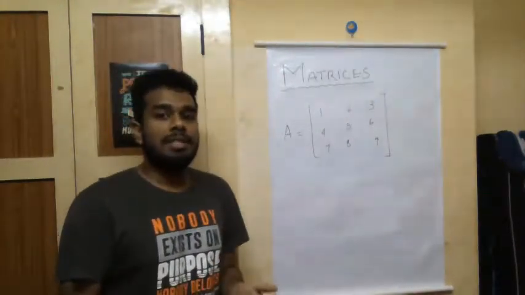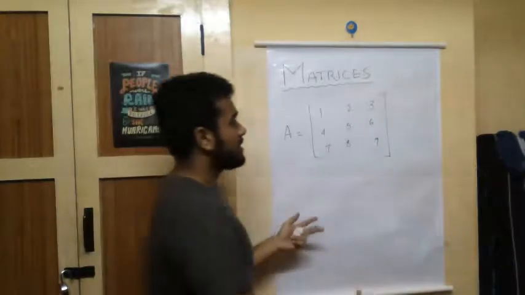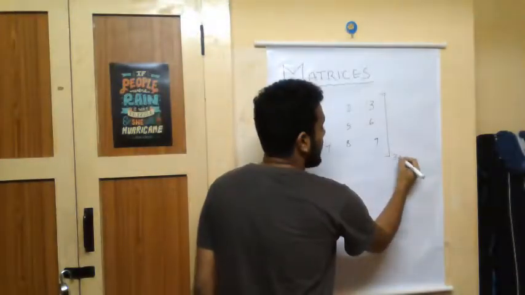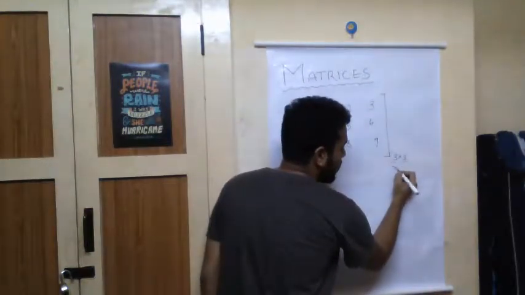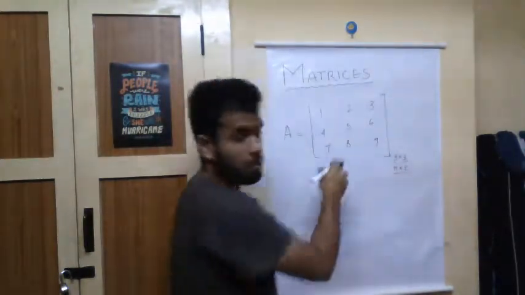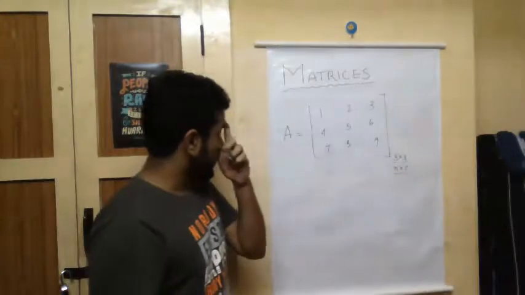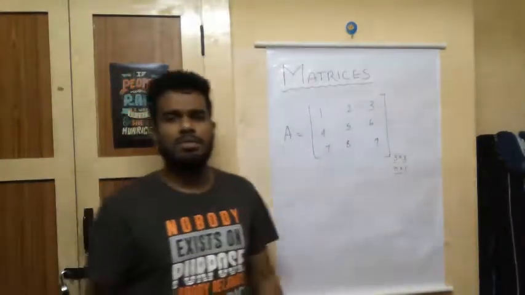Order is basically the form factor of the matrix. It says that there are 3 rows and 3 columns. The first number is the row count and the second one is the column count. It's row cross column. That's the order of a matrix. Okay, cool. Let's move on to types of matrices.